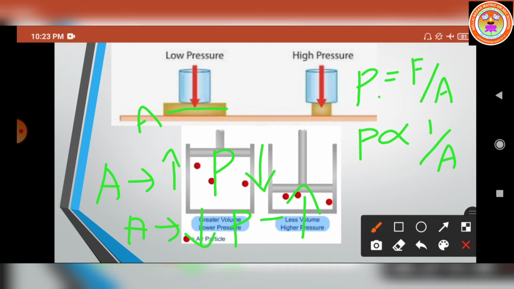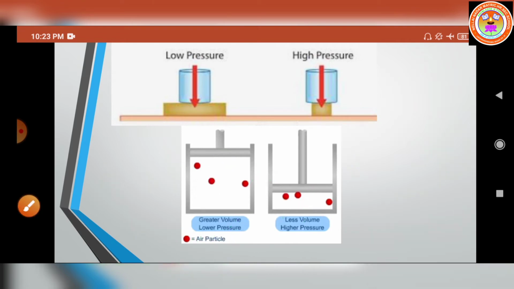See the figure. For the same given force, if the area is large, the pressure is low because both are inversely proportional to each other. It's given as low pressure. And see the second figure, here the area is small, isn't it? So the area decreases. What about the pressure? The pressure is high. So the pressure depends on the area of application. I hope you understand.